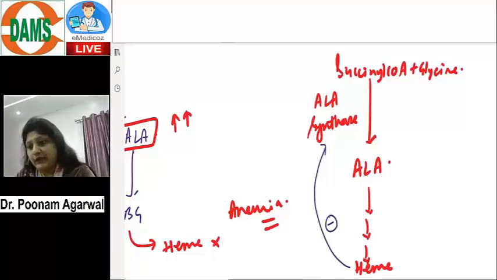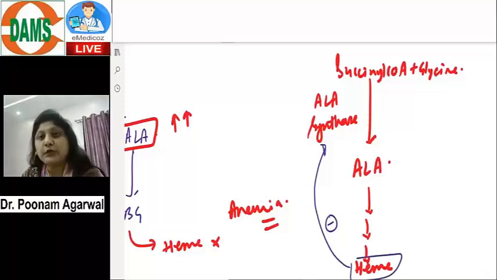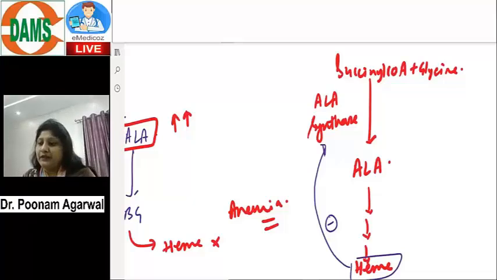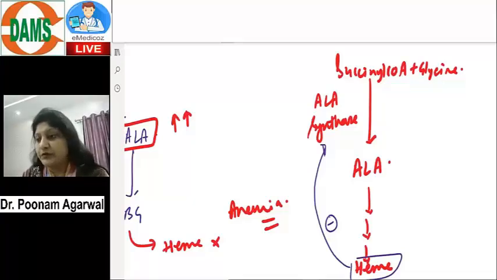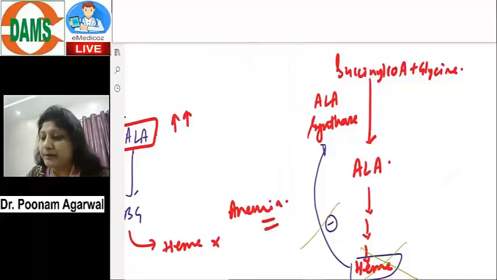Gene of, not directly on the ALA synthase as such. The major impact of this heme is on the gene of ALA synthase, which it is going to repress. So when there is heme, there is repression of ALA synthase. And in lead poisoning, what you are seeing? In lead poisoning, there is no heme. So there is no repression.